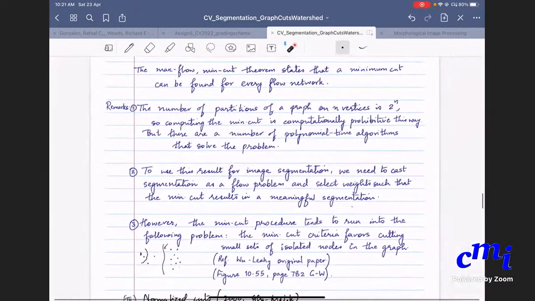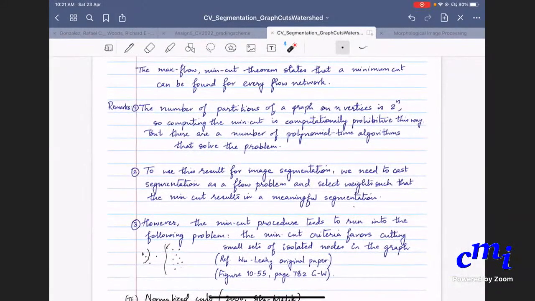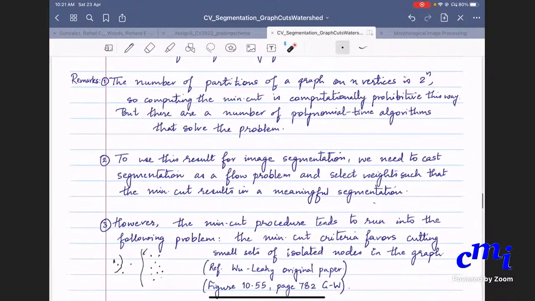Moving on. For this max flow min cut theorem, if you want to find such a partition, there is a naive way of doing it, which is to simply find all the partitions of the graph, and for each partition, find the weight of the cut and see which one is minimum. But that naive idea is too expensive because you have too many partitions. The number of partitions will be 2 raised to n. Even though it is computationally prohibitive, there are polynomial time algorithms. Of course, one does not want to go this way. There's no reason to try and find all of these partitions.